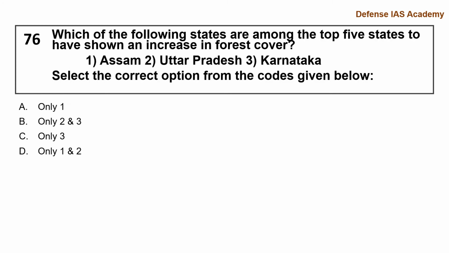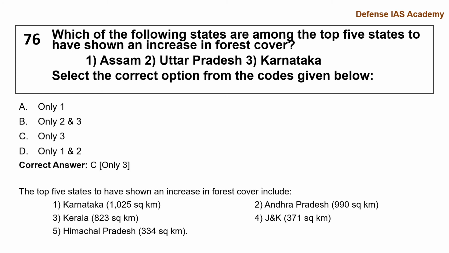Question number 76. Which of the following states are among the top 5 states to have shown an increase in forest cover? 1. Assam, 2. Uttar Pradesh, 3. Karnataka. Select the correct option from the codes given below. The correct answer is option C, only 3. Karnataka has shown an increase in the forest cover.